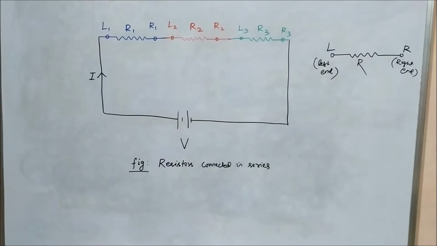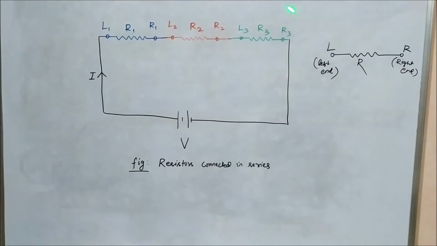Now, let's say a resistor R has two ends. We are just considering that for easier analysis. A left end L and a right end R. Here also each of the resistors R1, R2 and R3 have been represented by two ends. Left end of resistor R1 L1, right end of resistor R1 R1. Similarly, L2 and R2 are the left and right ends of the resistor R2. L3 and R3 are the left and right ends of the resistor R3.